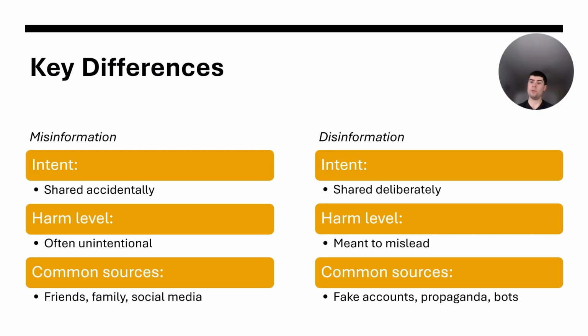So how do we tell the difference between the two? Misinformation is usually shared by accident. It's not intended to mislead, and it often comes from friends, family, or even everyday people on social media. Disinformation, on the other hand, is shared deliberately. It's designed to mislead or influence, and it usually comes from fake accounts, organised campaigns, or even bots. Understanding the intent behind the information is key to figuring out what we're dealing with.